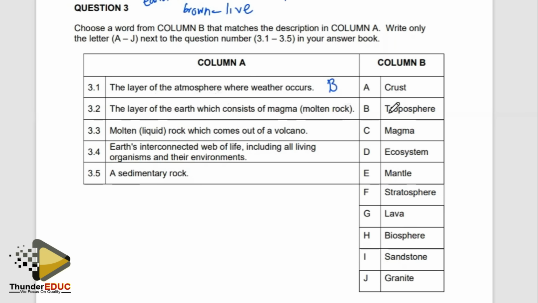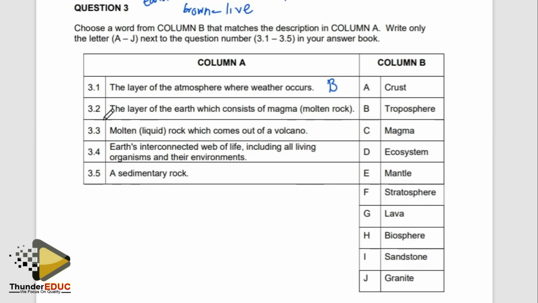You go on to answer and look for the layers of Earth. Troposphere is out. Magma is not a layer of Earth. Ecosystem, no. Mantle, that's a layer of Earth there. Stratosphere, no. Lava, no. Biosphere, no. Sandstone, no. So we are left with E and A.